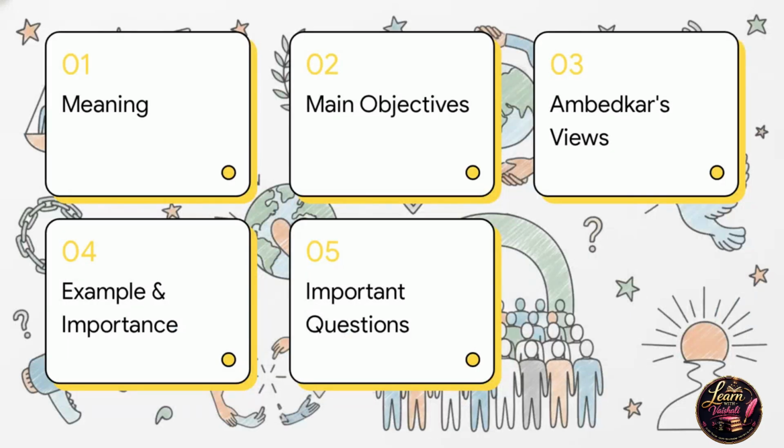Here is our quick roadmap for today. First up, we'll define the exact meaning of social justice. Number 2, we'll look at its main objectives. Third, we're going to examine the highly influential views of Dr. B.R. Ambedkar. Fourth, we'll break down a real-world example to see why all of this actually matters. And finally, we will wrap up with the most important expected questions to get you completely ready for your exams.